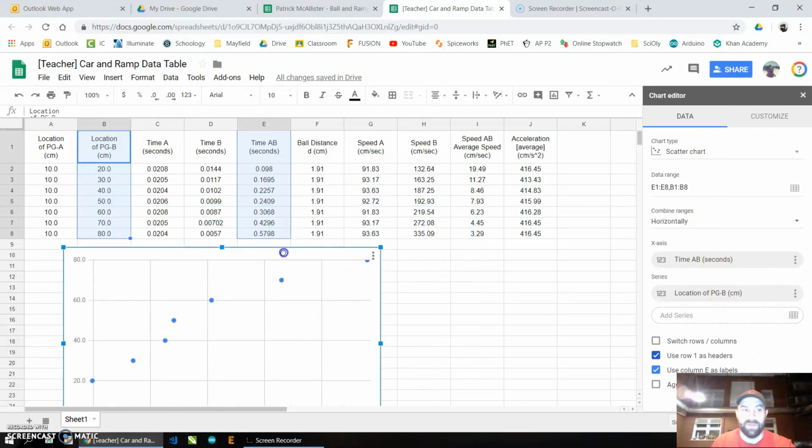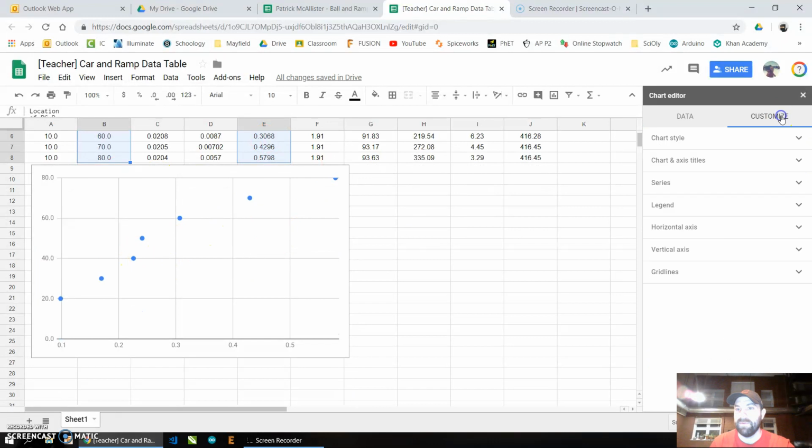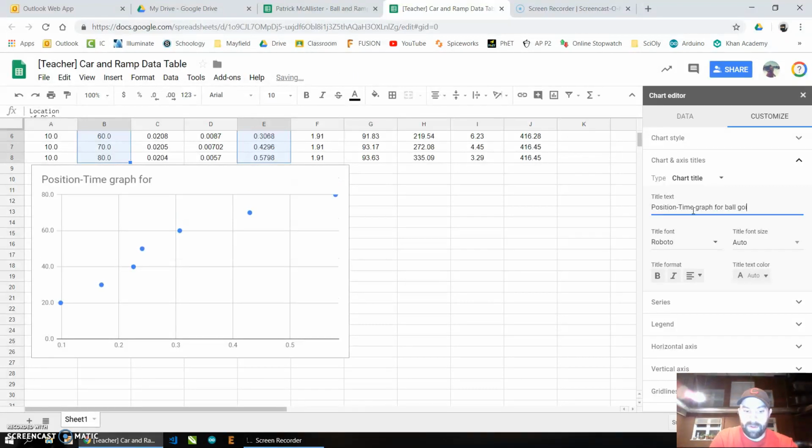But this graph is pretty bare. If I have a graph like this, it would not be how I'd want to submit it if it were for homework or something that was due. So I'll need to do some chart titles, and say the chart title could be position time graph for ball going down ramp. And so maybe I needed to capitalize some things there, but we'll just go on.